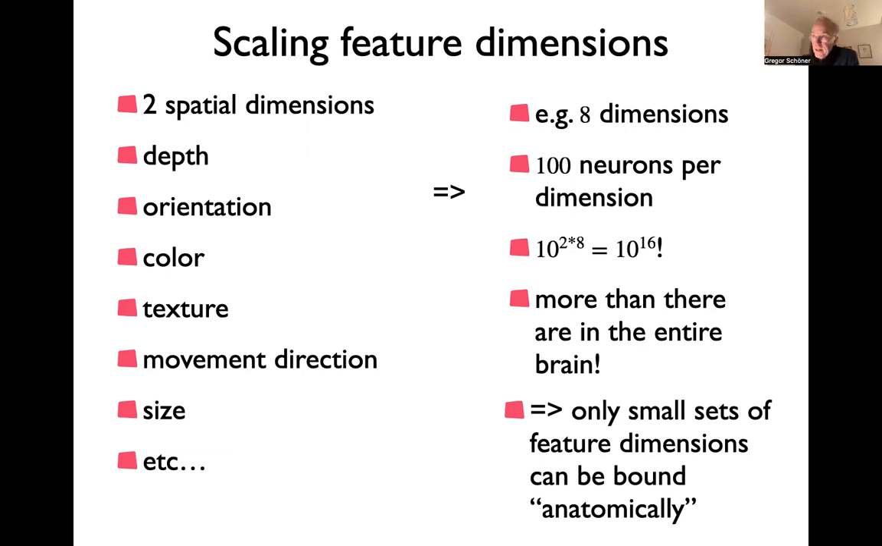And we know psychophysically that we actually represent more than just 8 dimensions about visual objects, and very similar things about auditory objects and so on. So that means that this anatomical binding doesn't scale. We can only bind, in that sense, a small number of dimensions. So what's the alternative, or what's the problem?